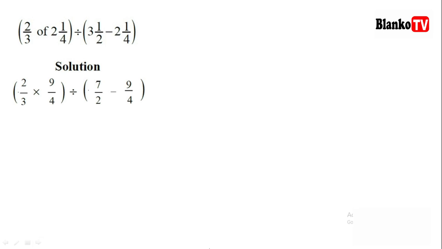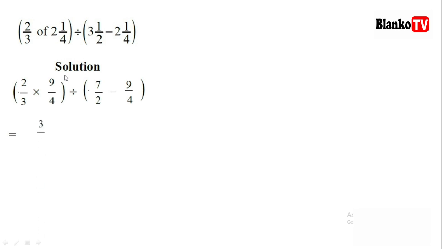So, by BODMAS, we have to solve division, multiplication, addition before subtraction. Okay, so we solve the multiplication in the bracket first. All right, so 2 cancels itself once, 2 cancels 4 two times, and then 3 cancels itself once, 3 will cancel 9 three times.